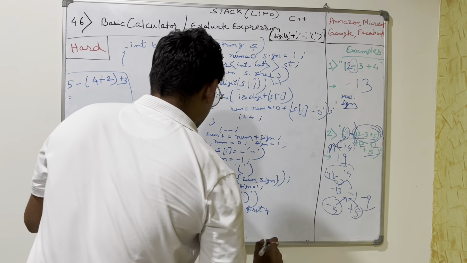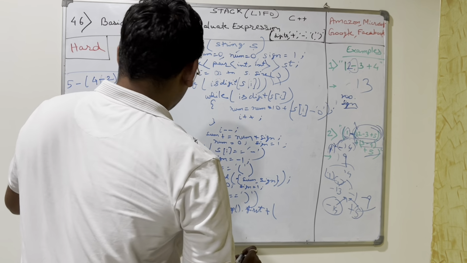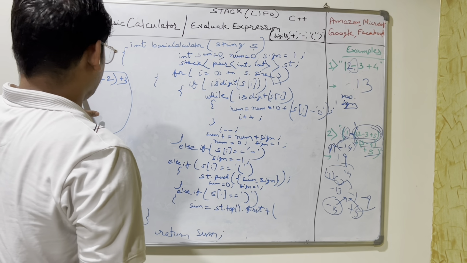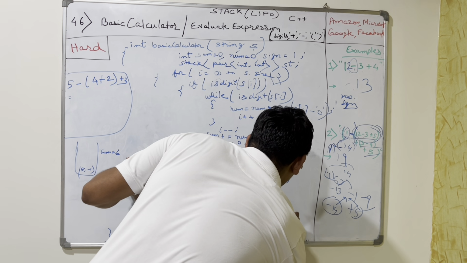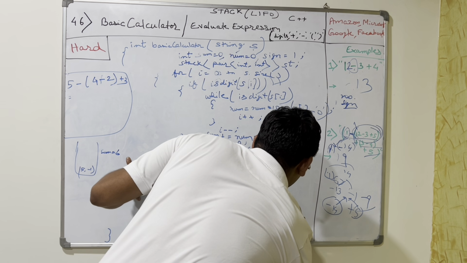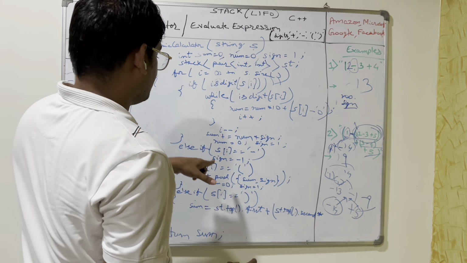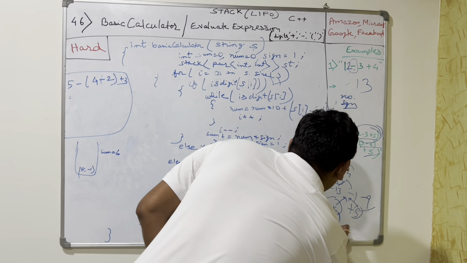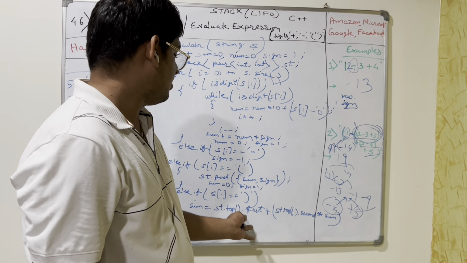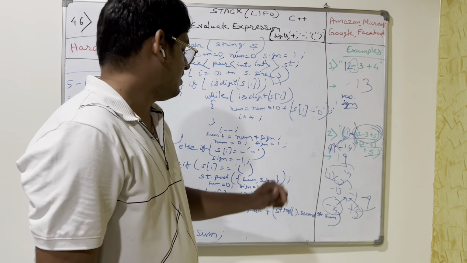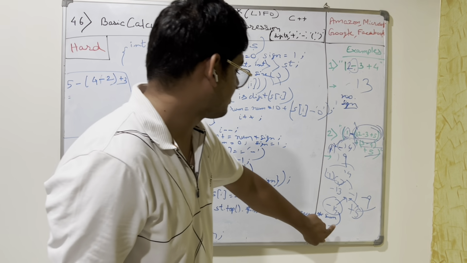plus what was the sum? 6, but 6 was minus, so if it was plus then it would be multiplied by 1. Since it's minus, this whole thing is minus, so stack dot top dot second, into whatever the value was there, sum, into sum. So you understood it? So sum becomes sum plus stack dot top dot first plus stack dot top dot second, which was negative, minus, and this 4 plus 2 was 6, right?